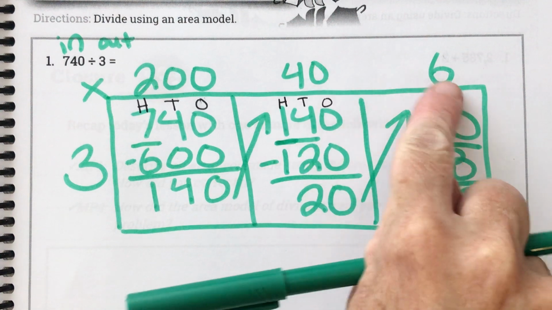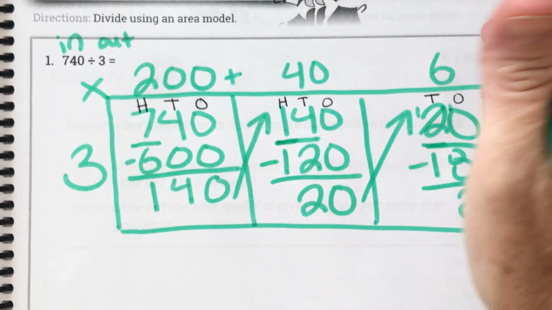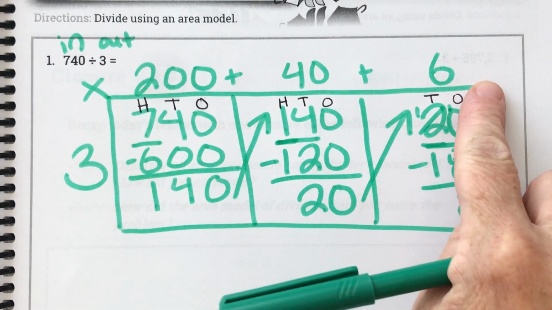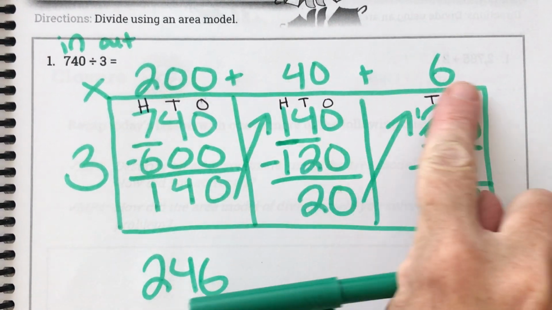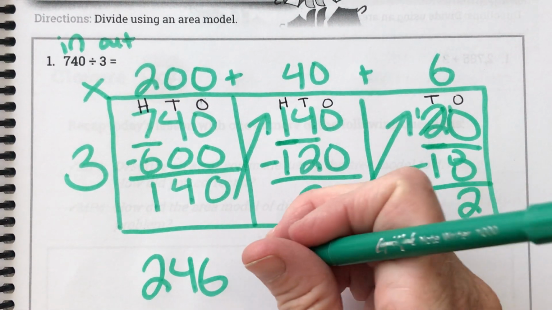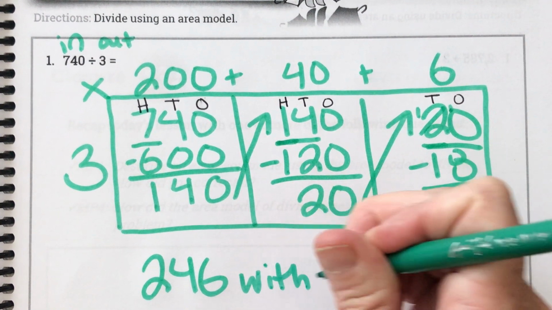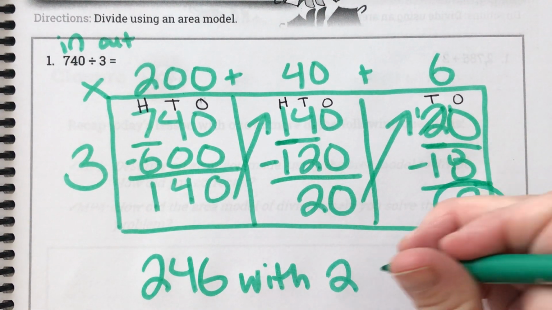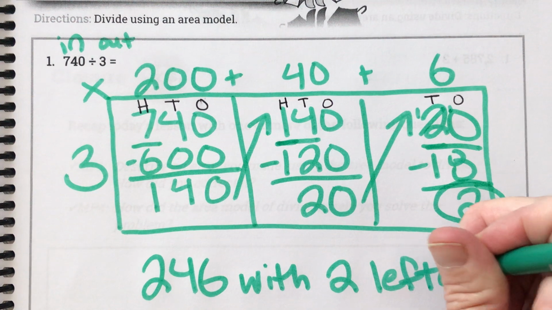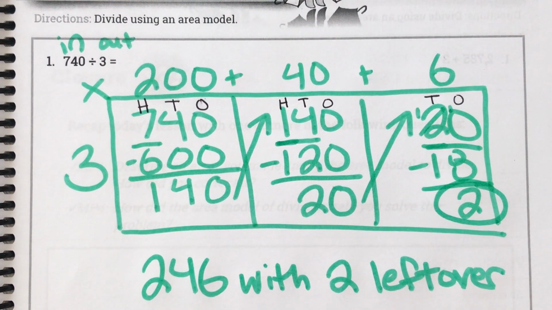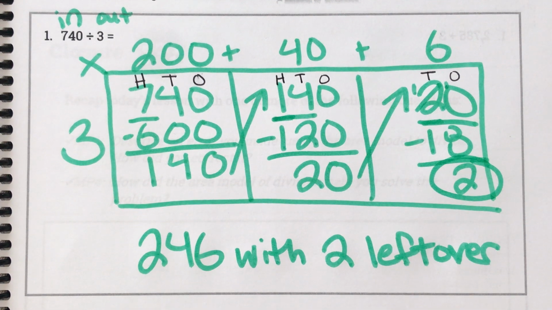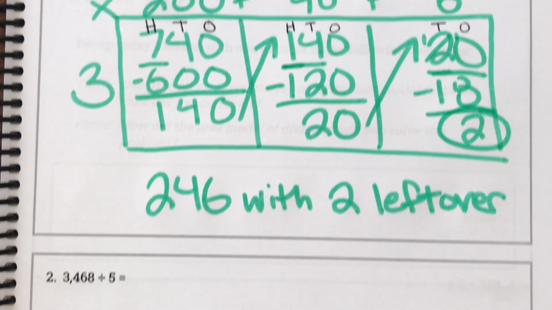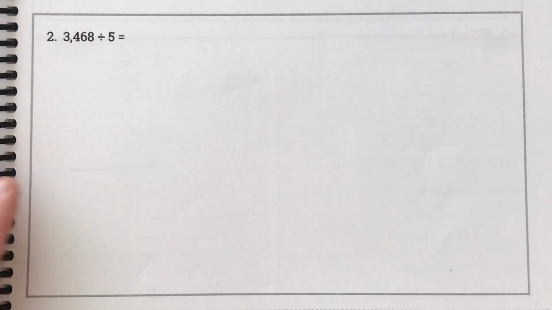Well, our partial quotients are 240 and 6. These are our partial quotients. So our quotient is 246 because I add them together with 2 left over. We had 2 extra over there. So our quotient is 246 with 2 left over. Okay, let's try another one.